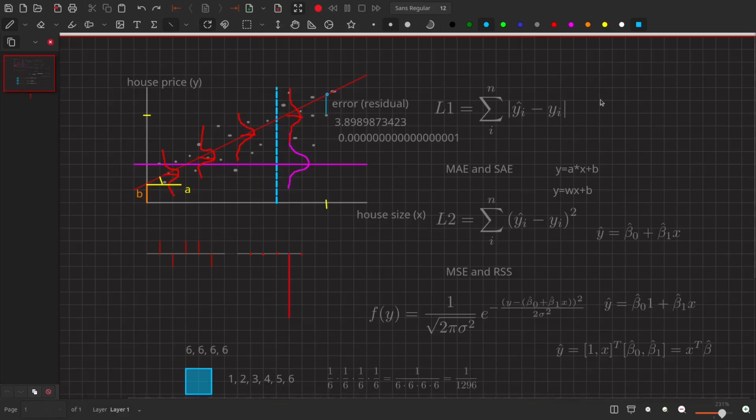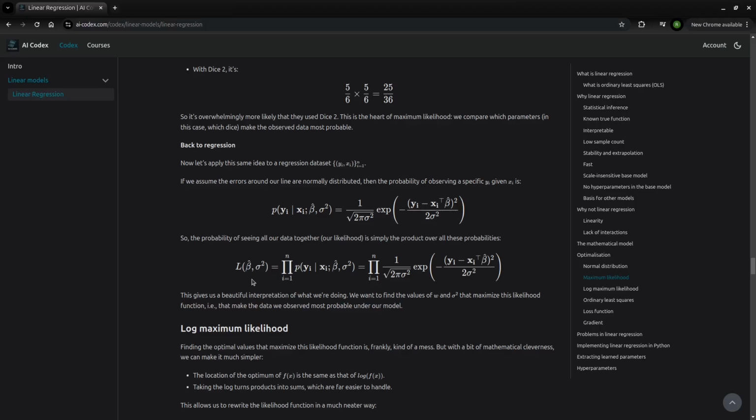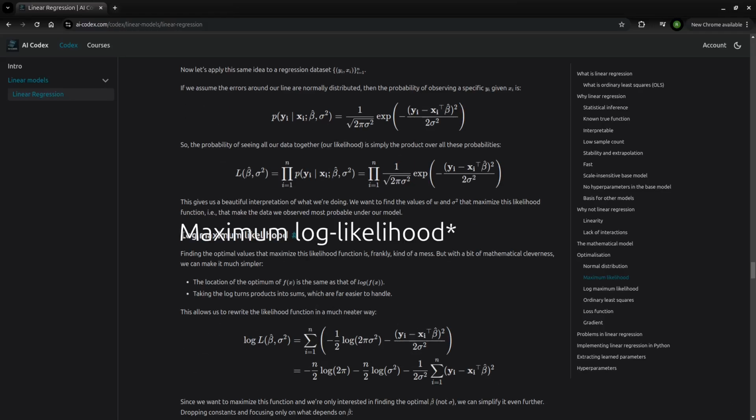the L2 loss. So one way of doing this is to find the maximum likelihood of this function for every possible line. Another way to do this is using the maximum log likelihood. This also works for different transformations as long as they are positive monotonic.